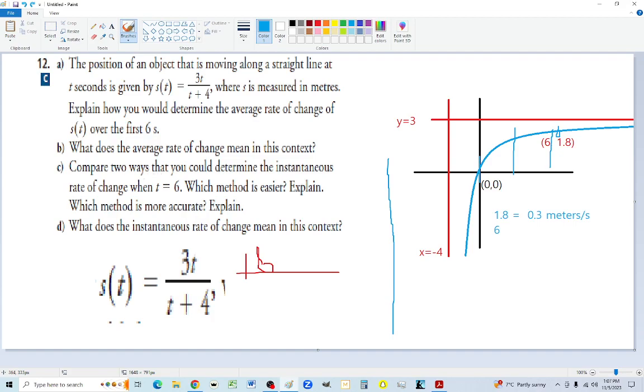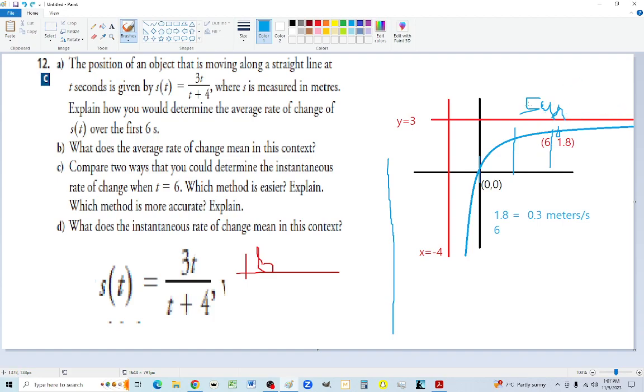Compare two ways you would determine the instantaneous rate of change at 6. Well, you could use 6 as a middle point, and you could do 0.001 to the left and 0.001 to the right. So you could take an average rate of change between 5.999 and 6.001. That would use the 6 as a middle.